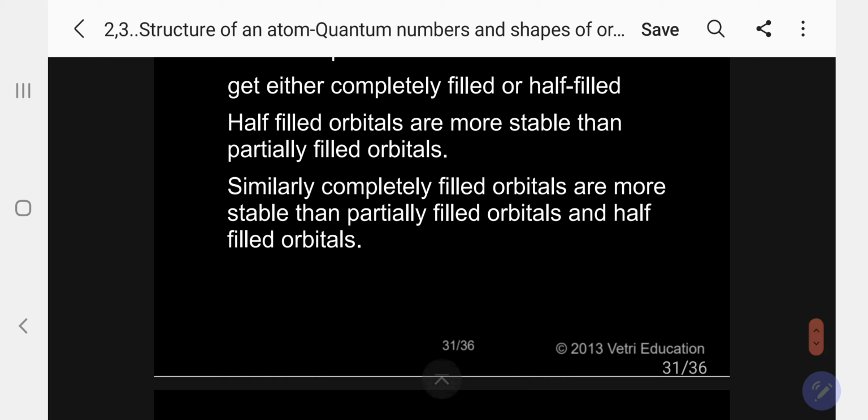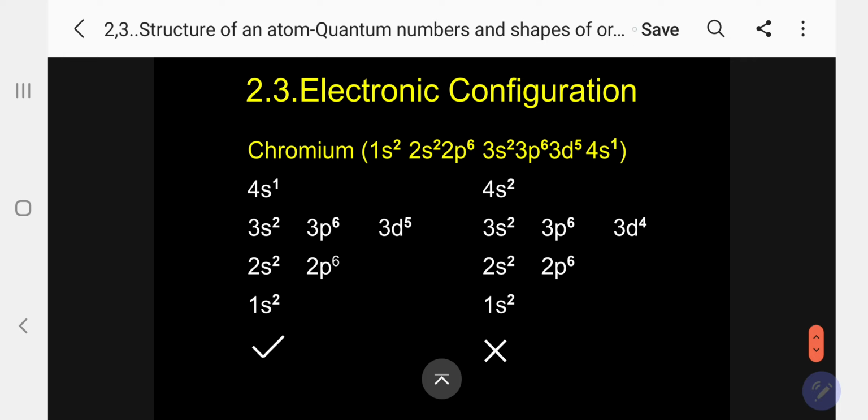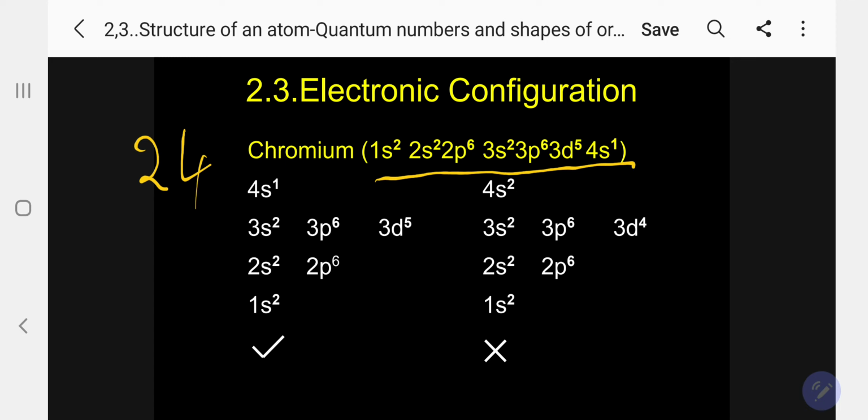So let me explain with a specific example. Kindly follow. I am taking the example of chromium: scandium, titanium, vanadium, chromium. The atomic number is 24. For d4, actually, if you write now, there are two possibilities we can write. I have written here the electronic configuration for chromium: 1s2, 2s2, 2p6, 3s2, 3p6, 3d5, 4s1.